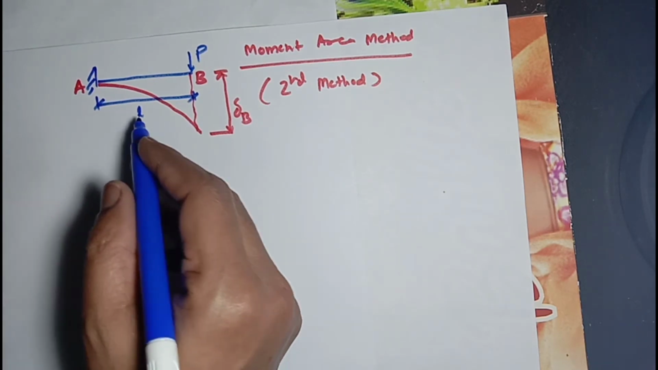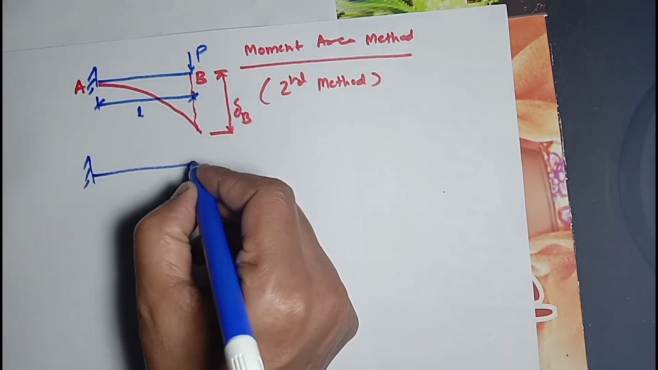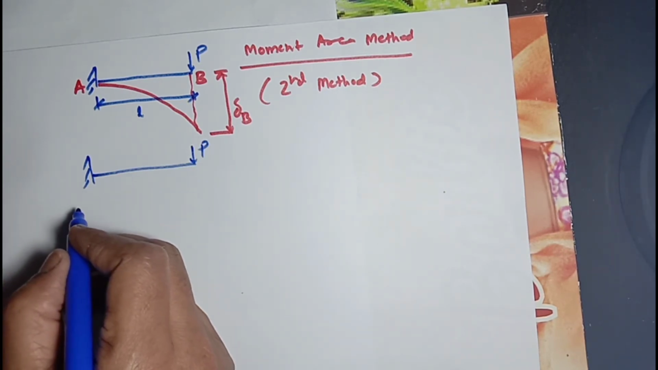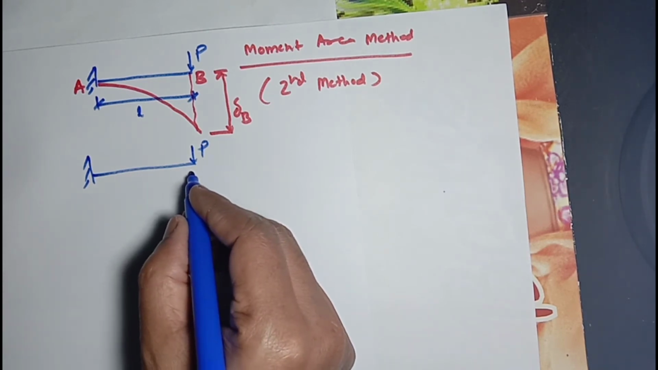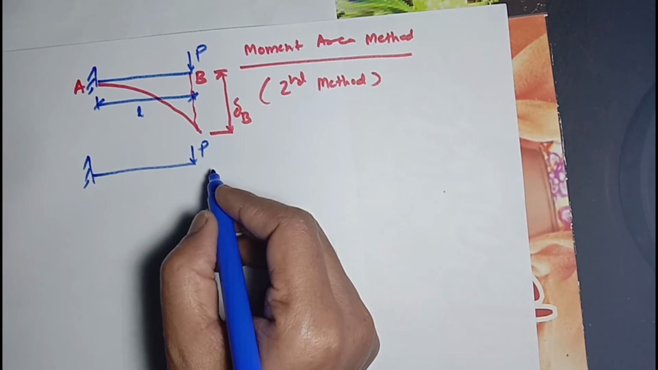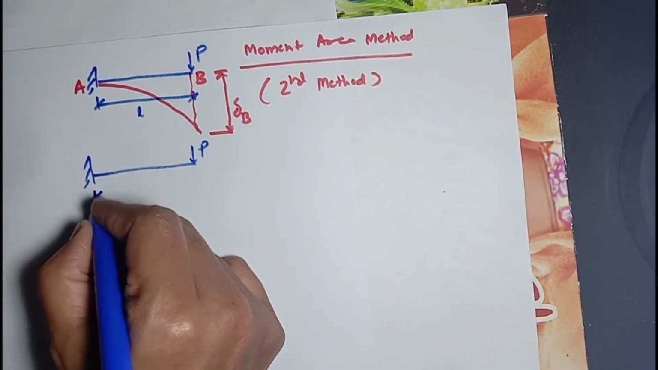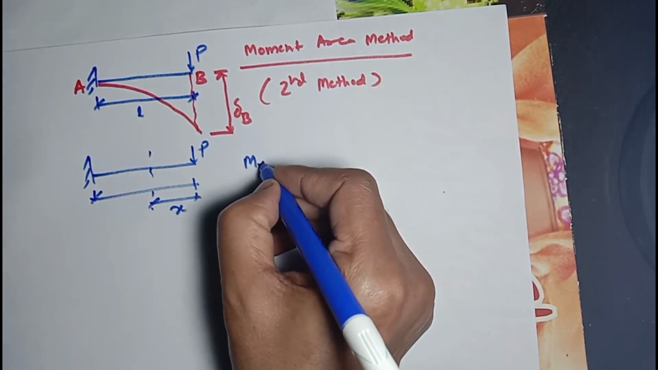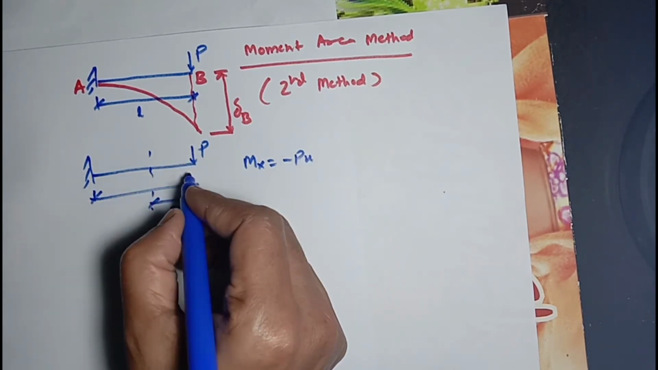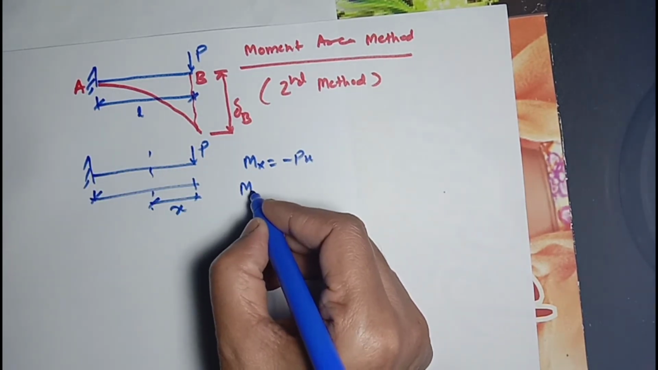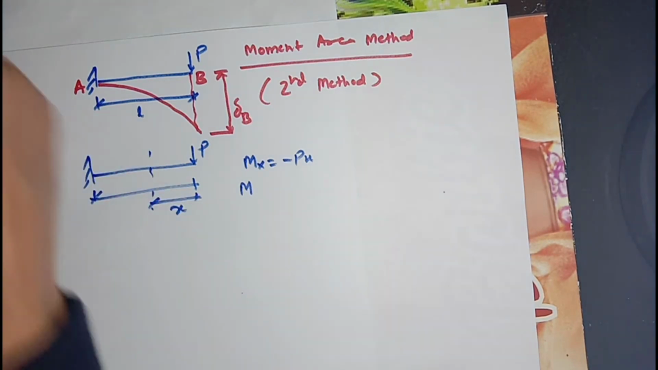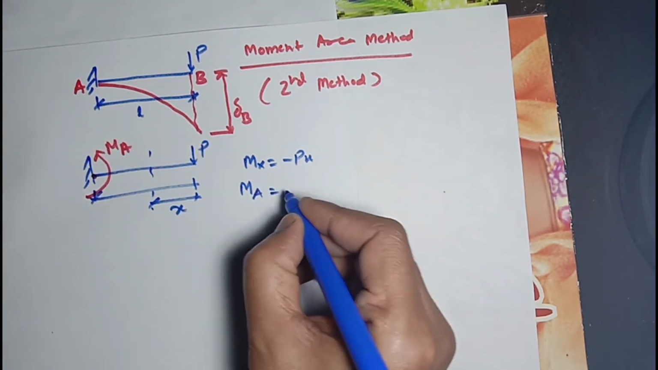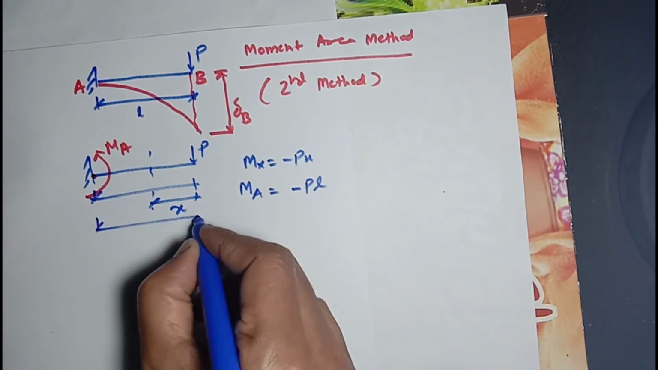Now, if any cantilever beam is subjected to a point load P, the moment will vary linearly. At a distance of x, the moment will be minus Px. At a distance of L, it will be minus PL. At a distance of x, the moment is Mx equal to minus Px. So the beam ranges from 0 to L, and Mx at a distance of L is MA, the moment at A, which will be minus P into L, because the length is L.